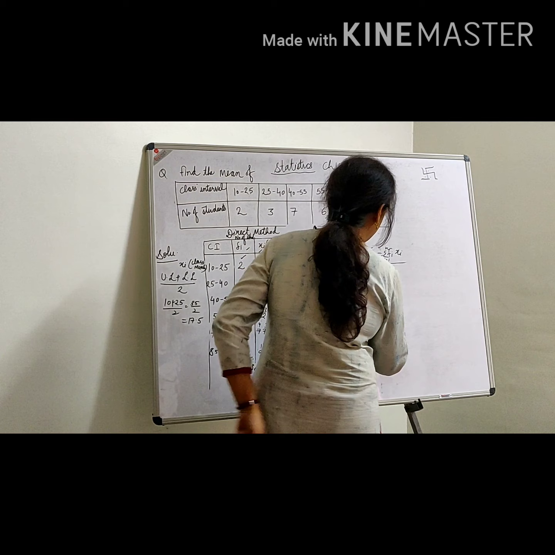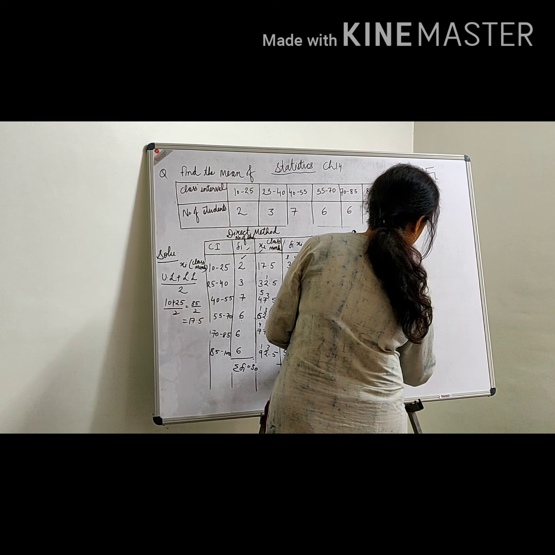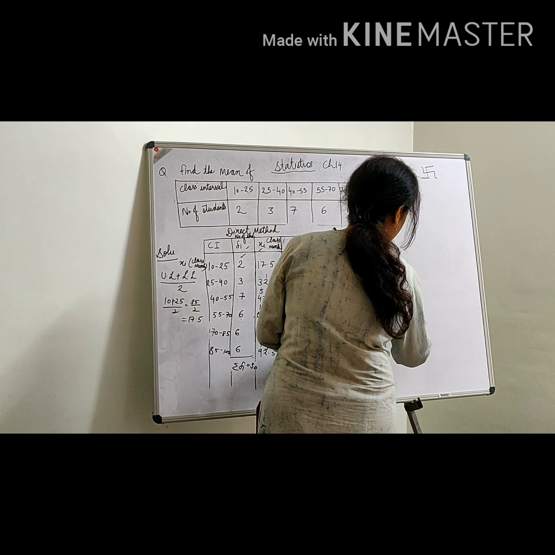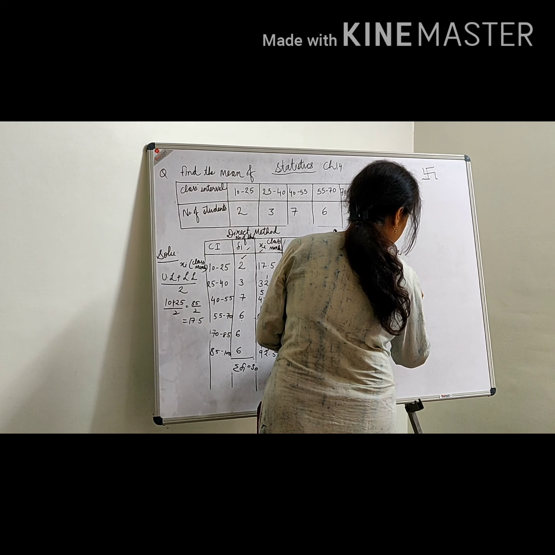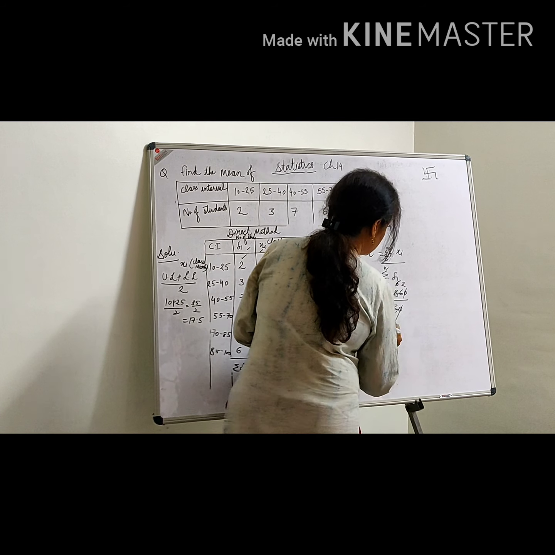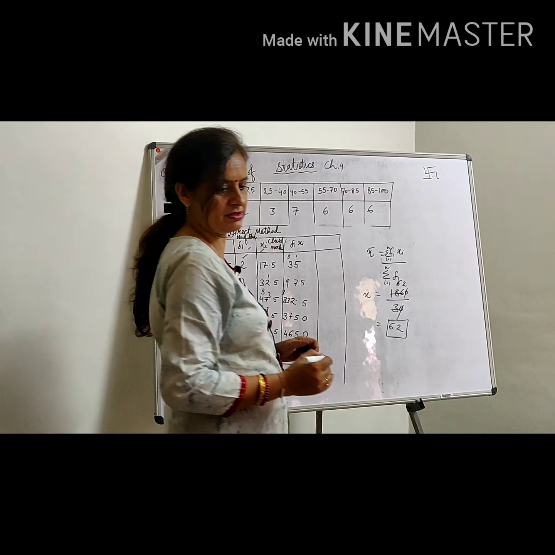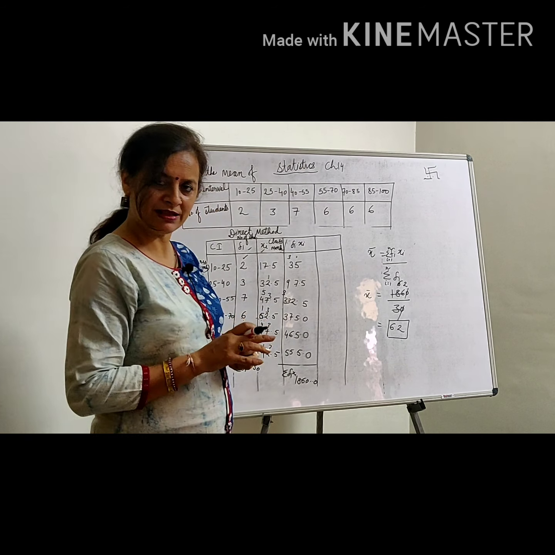So your x bar is equal to 1860 divided by 30. That is cancel. This is equal to your 3 6s are 18 and 3 2s are 6. So your answer is 62. Don't forget to write it down in the box. That is the very simple method I told you.